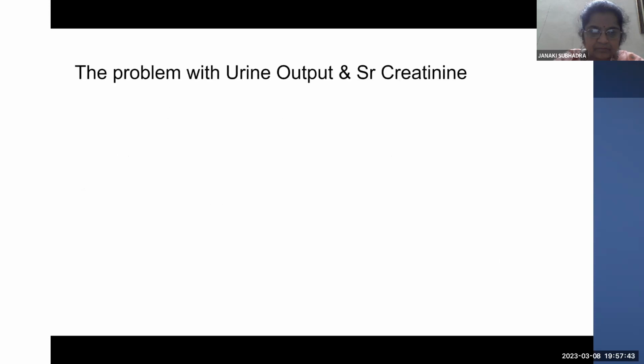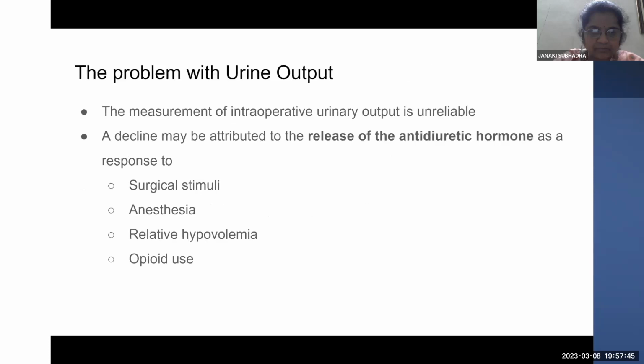The problem with urine output and serum creatinine. Let's take urine output. The measurement of intraoperative urinary output, as we have always realized, is not very reliable. A decline may be attributed to the release of antidiuretic hormone as a response to the surgical stimuli, the anesthetic implications, the relative hypovolemia that the patient may have, and increased use of opioids.